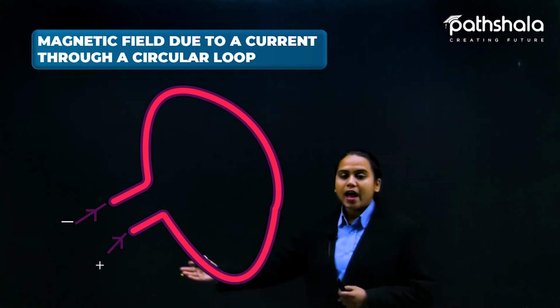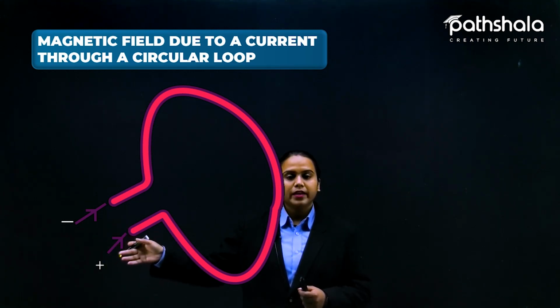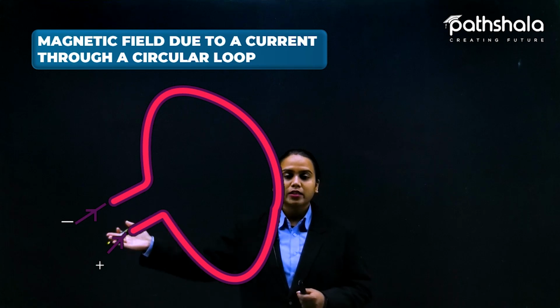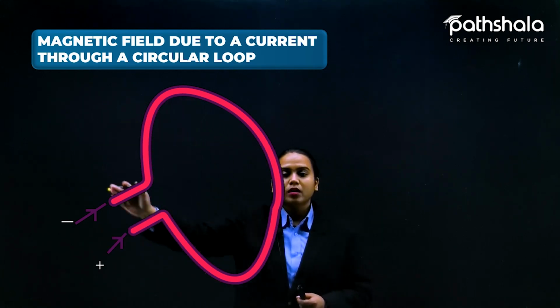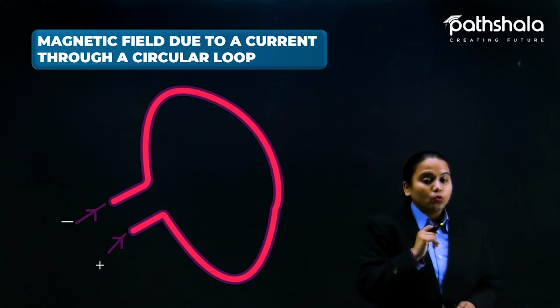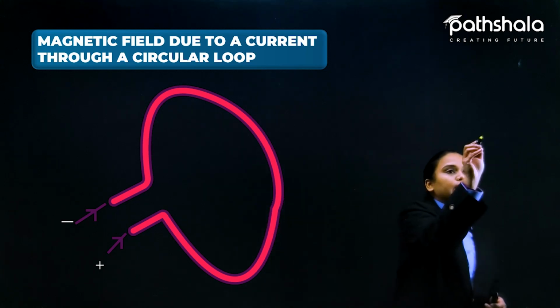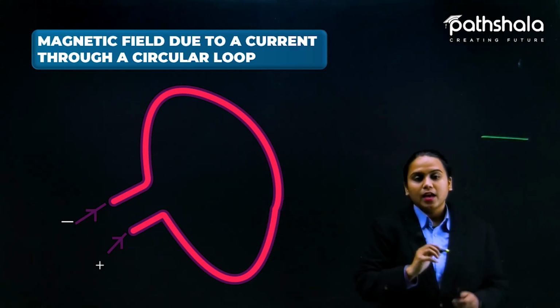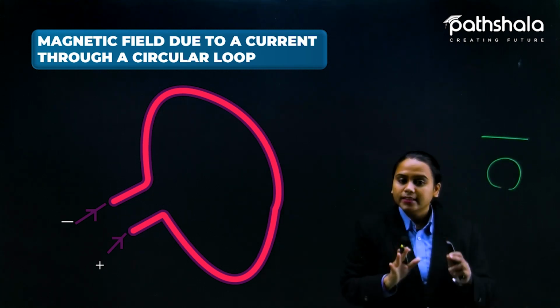Here, I have connected a loop with a positive terminal here and the negative terminal here at this location, so the current will flow from positive to the negative direction like this. Now, this was earlier a straight current carrying conductor like this, and when we have bent it like this, it has changed the shape.